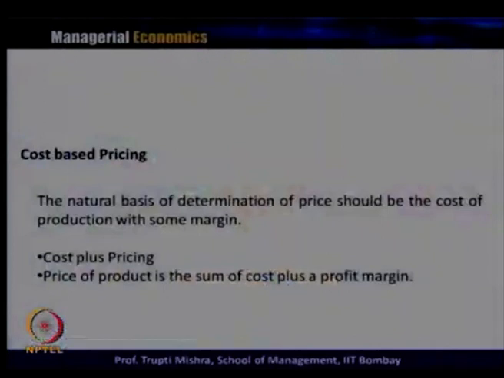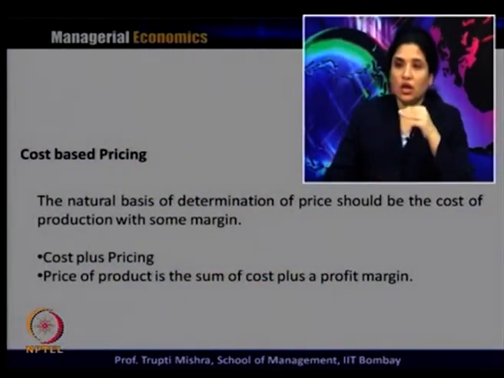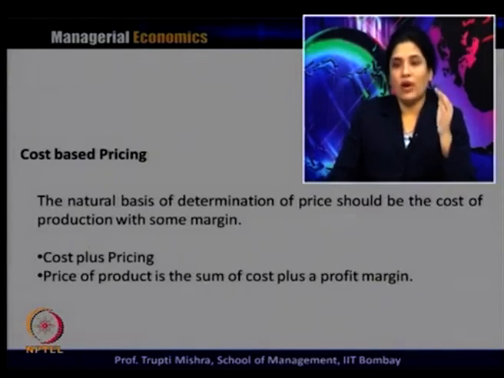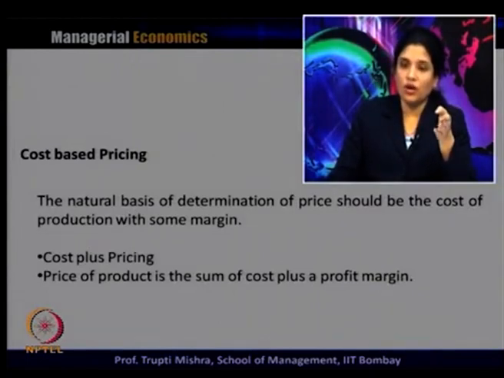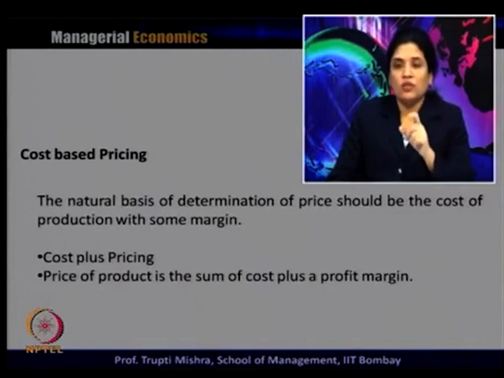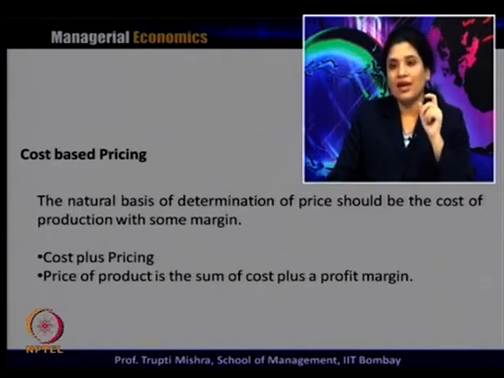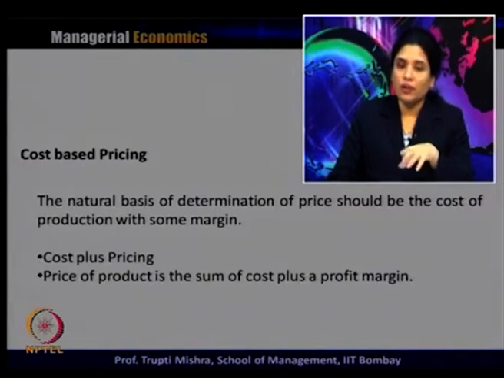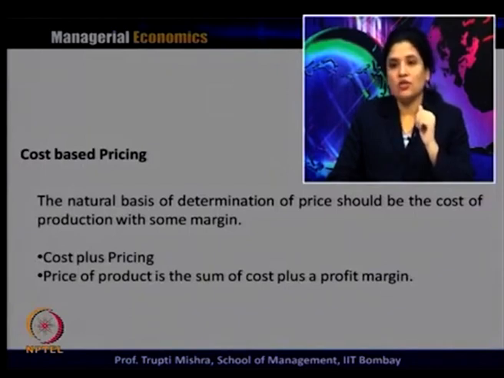So, in case of cost based pricing, the basis is cost. But what is the natural basis of determination of price? The natural basis of determination of price should be the cost of production with some margin. So, when you find what the market price for the product is, we always say, what is the first component here? The first component is the cost of production, or the cost being incurred to produce the product. So, the natural basis of determination of price should be the cost of production with some margin.